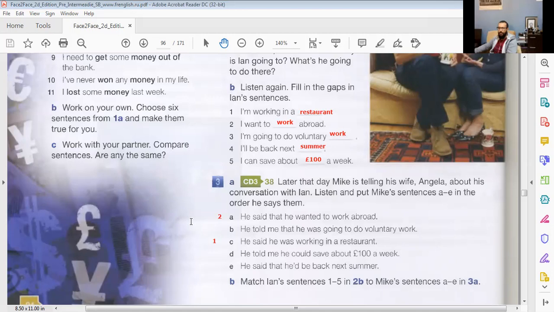He was going to do voluntary work. Number 4, he said that he'd be back next summer.